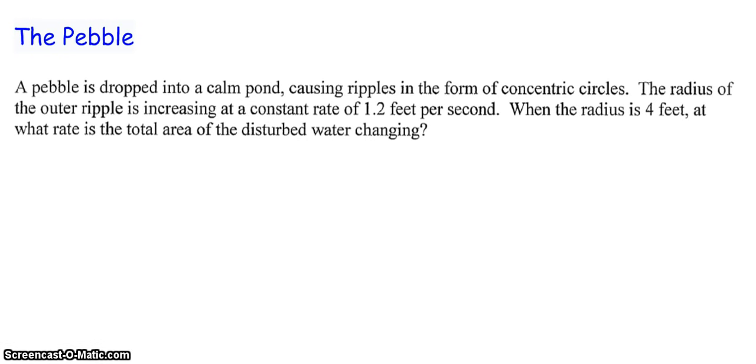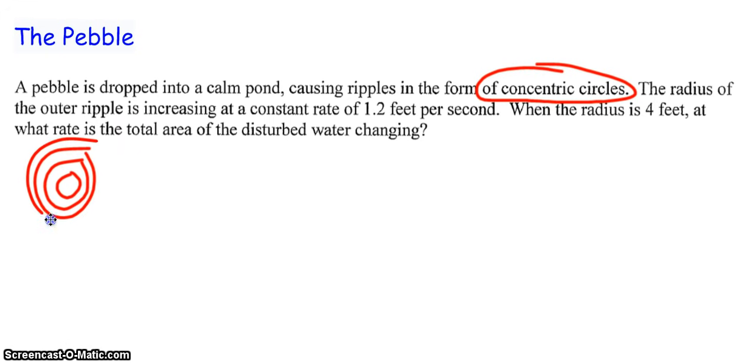All right, so let's talk about the pebble problem. You guys know how to read, but I'm going to highlight important information. I can read and you highlight, how about that? A pebble is dropped into a calm pond, causing ripples in the form of concentric circles. So that means they have the same center. So it's like bloop into the pond and then rings of water.